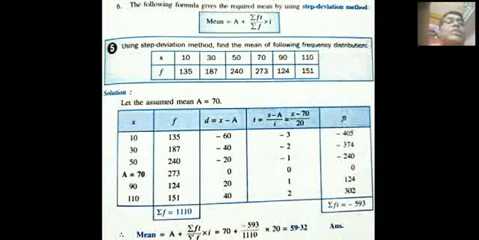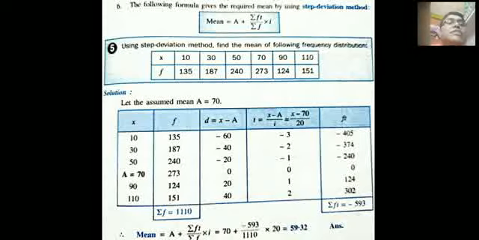Find sigma F, that is 1110. After that you find D, that is X minus the assumed mean. X is 10, so 10 minus the assumed mean 70 is equal to minus 60. 30 minus 70 is equal to minus 40. 50 minus 70 is equal to minus 20. 70 minus 70 is equal to 0. 90 minus 70 is 20. 110 minus 70 is equal to 40. This is your D.